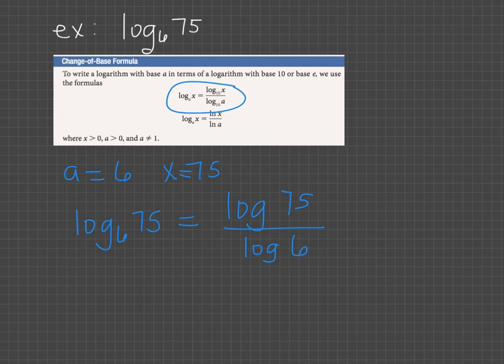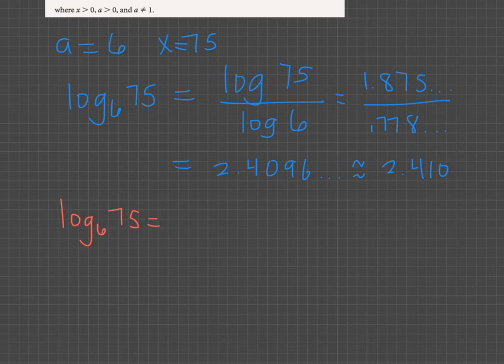We can plug both of those common logs into the calculator. Log 75 gives us approximately 1.875, and log of 6 gives us approximately 0.778, which results in 2.4096. Continuing, rounding to 3 decimal places, we're going to get 2.410.